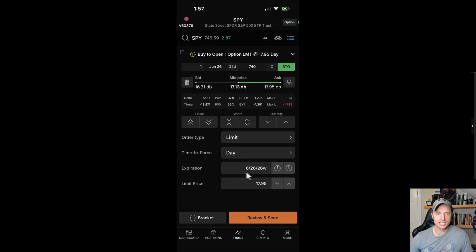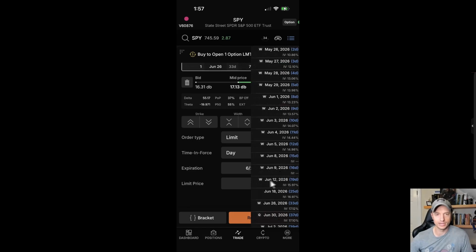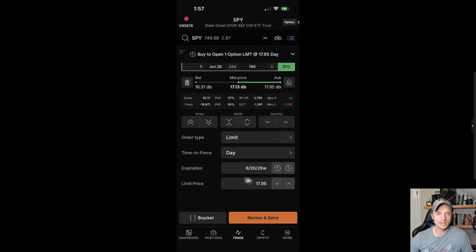All right, then we have our expiration, which we already selected. But if you decide you want to change your expiration date, you could go ahead and use some of these quick options, or you could tap into it and select your expiration date from this menu here. And then we have limit price, which I've already discussed. So when you're ready, you go ahead and tap on review and send.